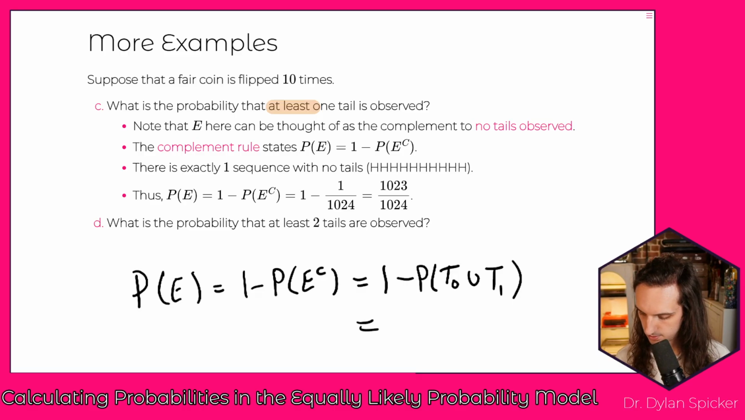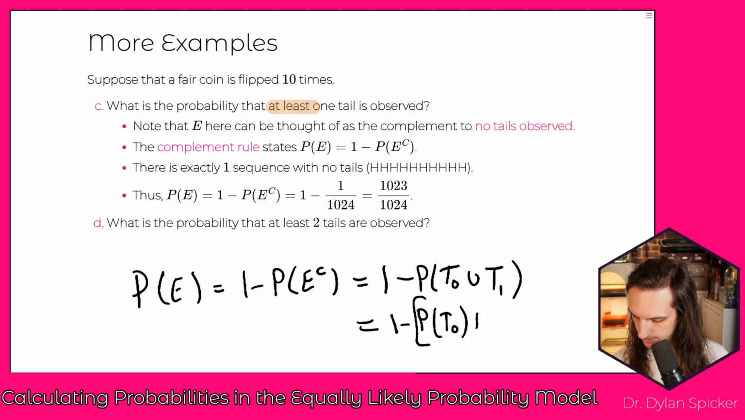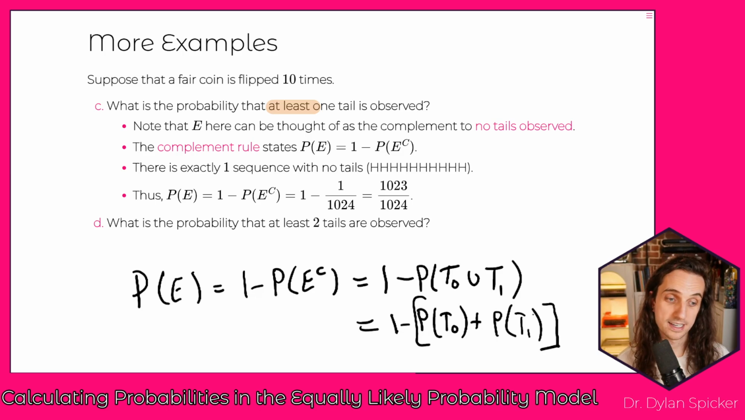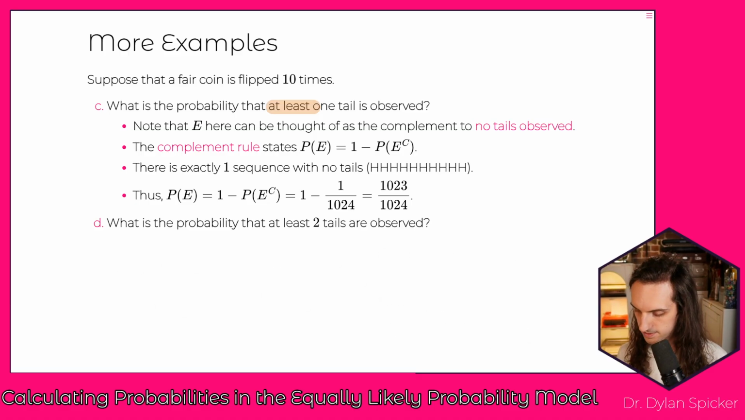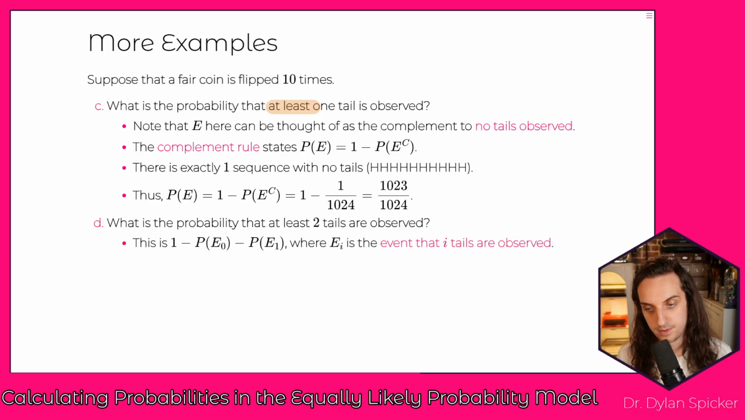And so this here is 1 minus the probability that you observe 0 tails plus the probability that you observe 1 tail. The reason we can split that up is because of additivity, right? T0 and T1 are mutually exclusive events. And so then we can work this out. We already found the probability of T0 in the previous question up here. Okay, and so then we just need to work out the probability of T1 and walk through the same type of process here. So 1 minus E0 minus E1.